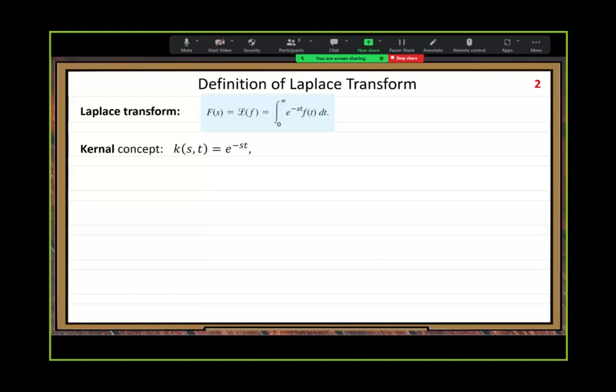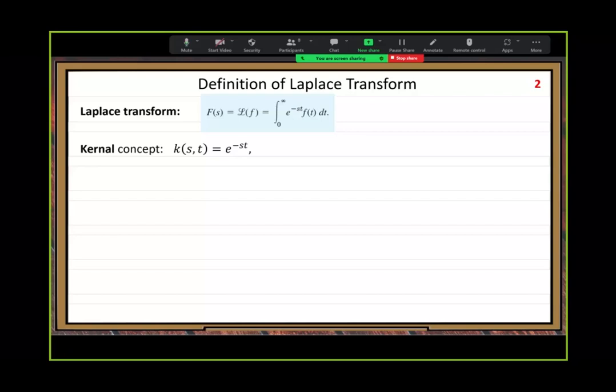Mathematicians use this notation, k of two variables. It's a two variable function, s and t, the kernel function for this operator. Here we call it an operator. The transform, sometimes people also call it an operator. What's an operator? You apply an operator on a function, you get another function. It's just a different way we describe the situation.